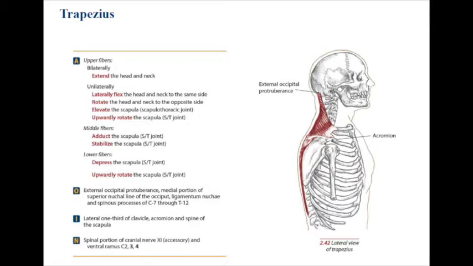Actions: upper fibers bilaterally extend the head and neck, laterally flex the head and neck to the same side, rotate the head and neck to the opposite side, elevate scapula, upwardly rotate scapula. Middle fibers adduct the scapula, stabilize the scapula. Lower fibers depress the scapula and upwardly rotate the scapula.